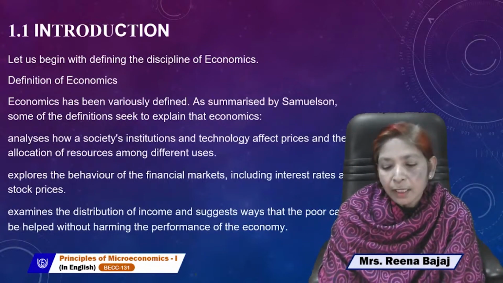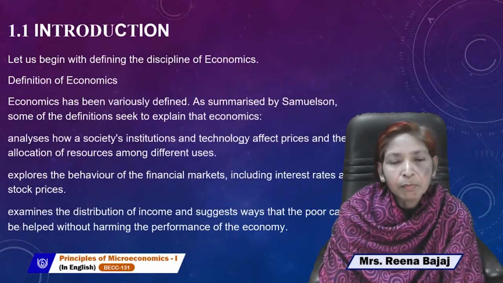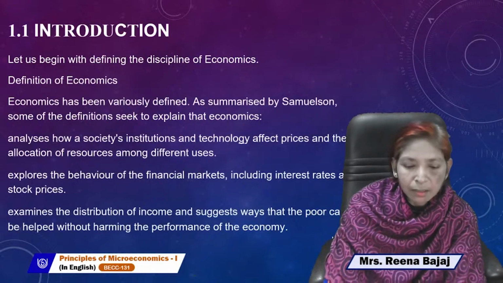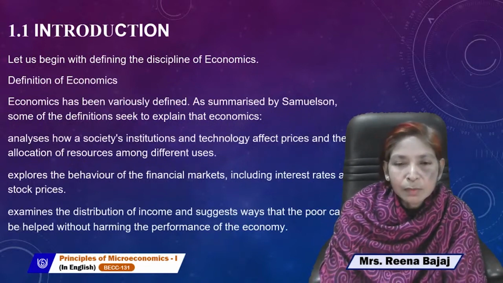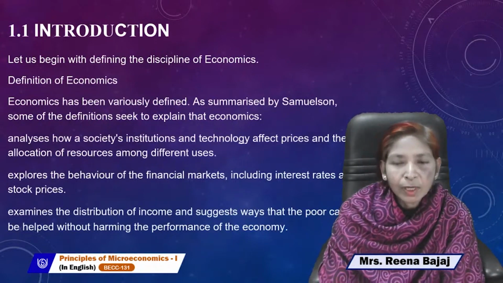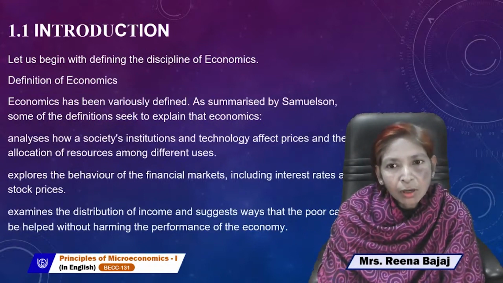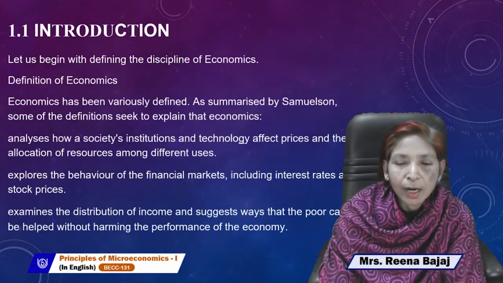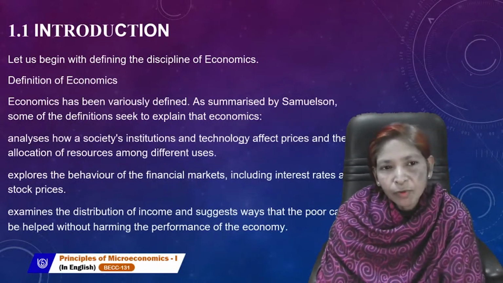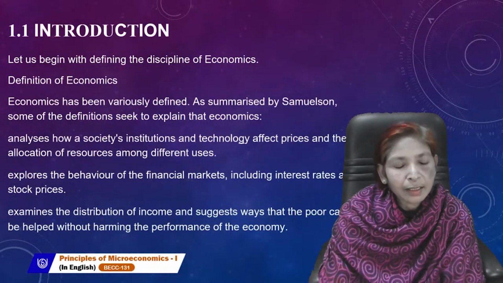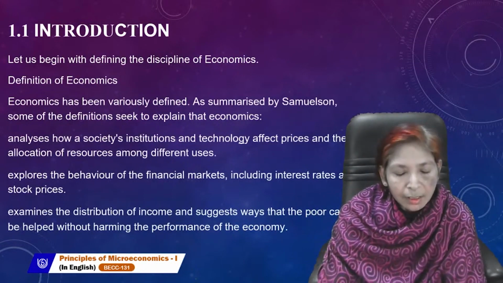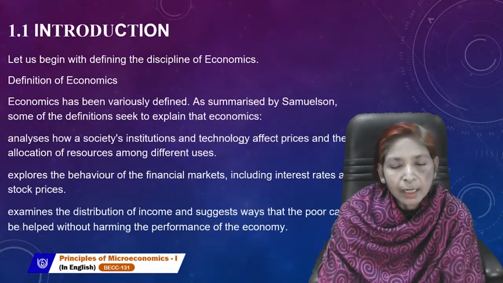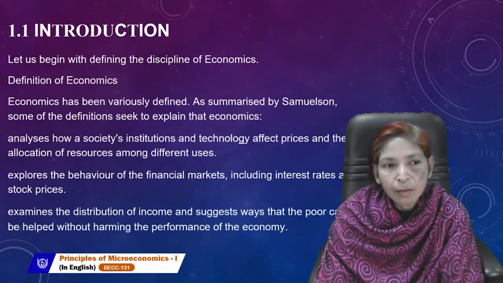he described economics as a science of wealth. Economics is a science of wealth. What is economics? Economics is a science of wealth. It means we study what money is, how we can earn money, how we can spend money, and all things related to money, according to Adam Smith. Economics has been variously defined. First of all, economics was defined by Adam Smith. After that, economics was defined by Marshall, then Lord Robbins, and lastly, it was described by Samuelson.